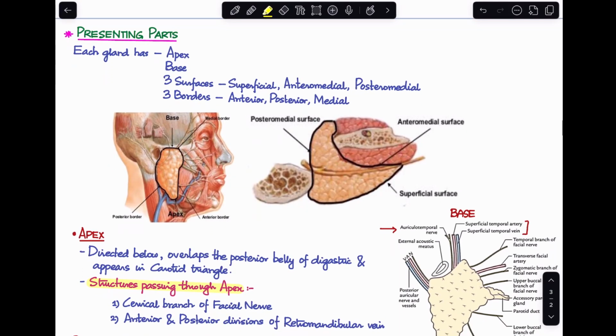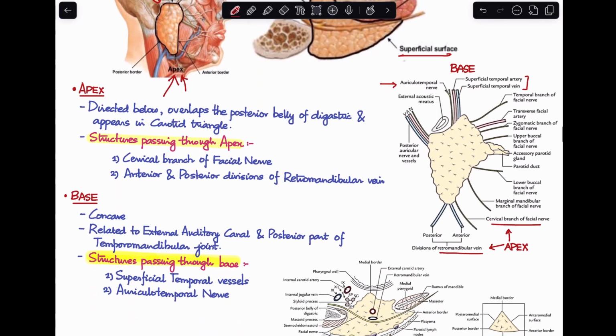Now let's move on to discussing what are the different parts of parotid gland. Each gland, if you see in the image over here, we have an apex right over here. Then we have the base. Then we have three surfaces and three borders. If you look at the surfaces, we have the superficial surface, the anteromedial surface, and the posteromedial surface. And there are three borders, the anterior, posterior, and the medial borders. Now we'll discuss each one of them, and it's important to know what are the relations of different structures at each of these parts. So let's get started with the apex.